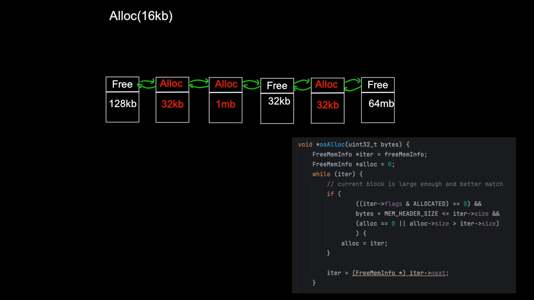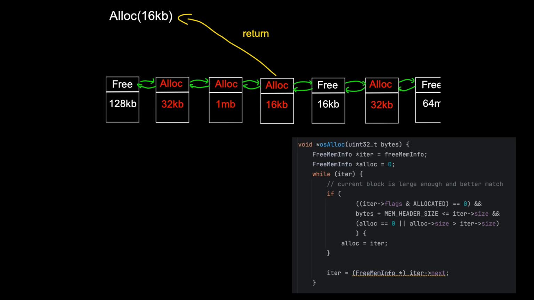Allocation is simple, just iterate over the list and try to find the smallest free memory block that can fulfill the memory request. We want to use the smallest possible block because we don't want to fragment our memory. Once we find the requested memory block, we just slice it and create a new memory entry.